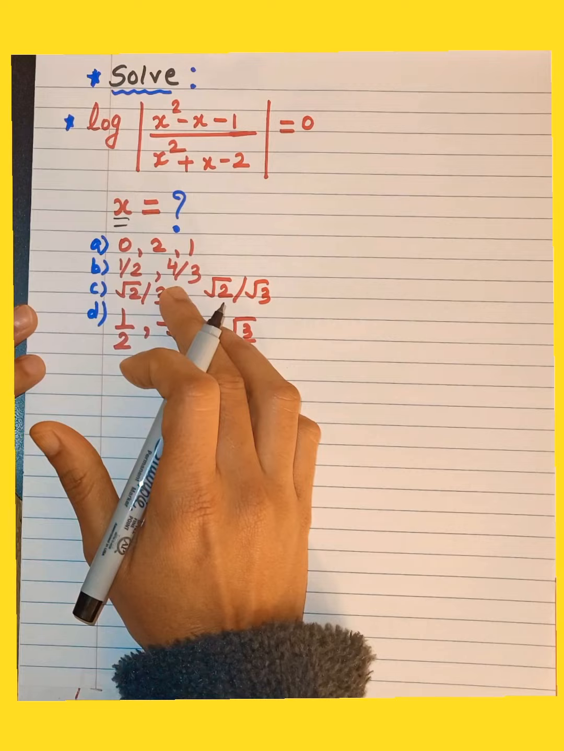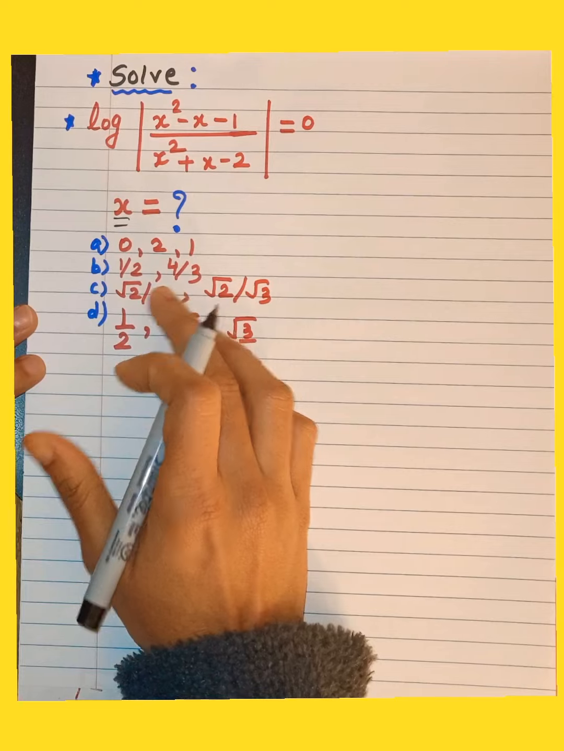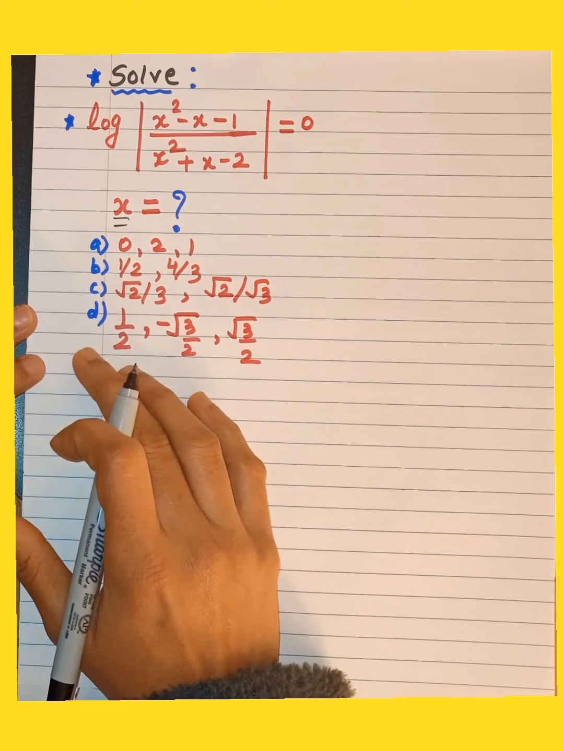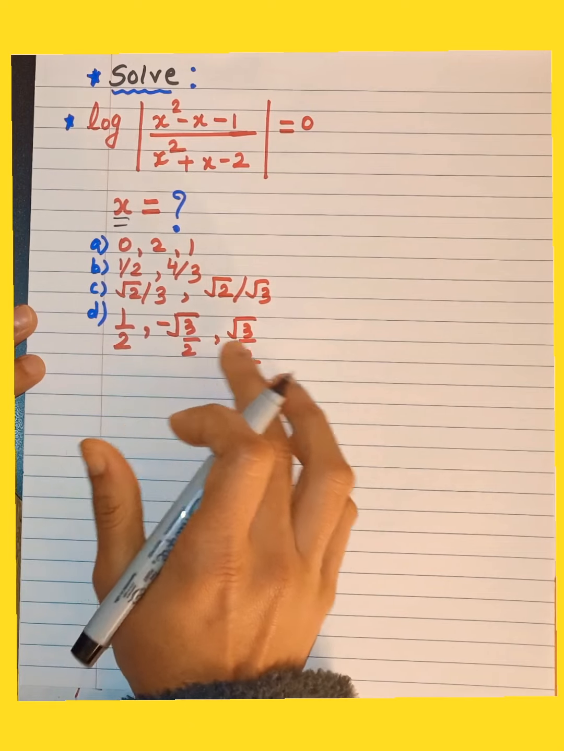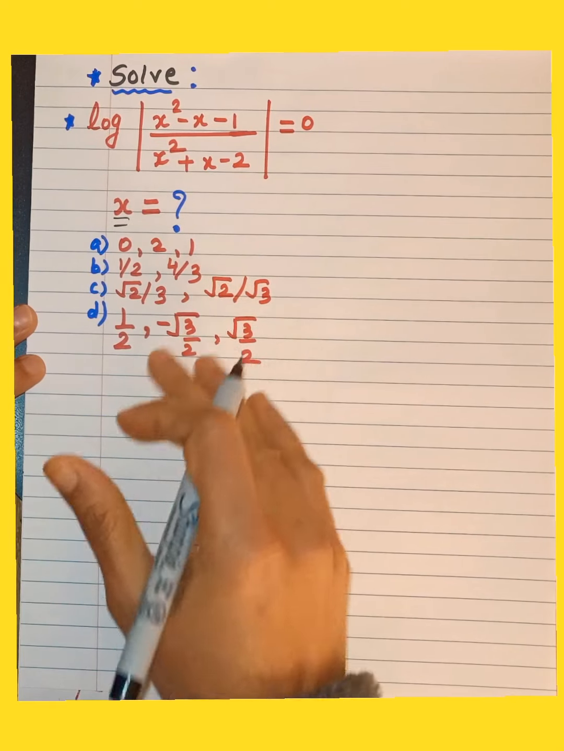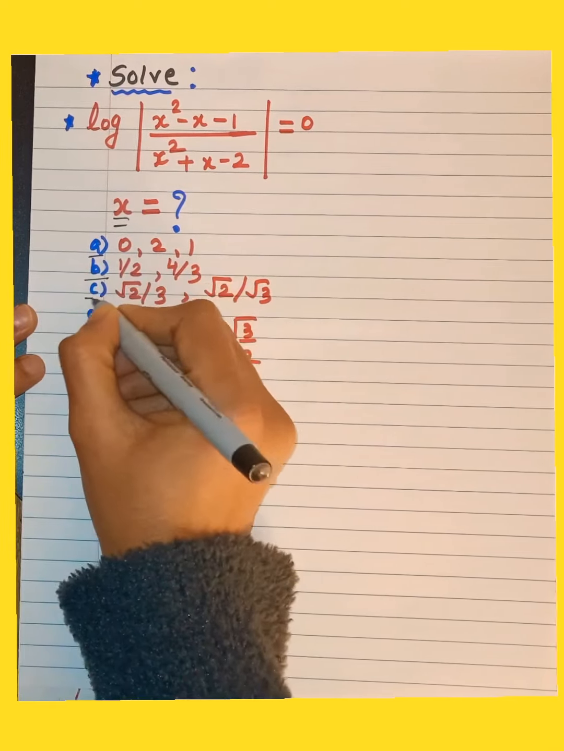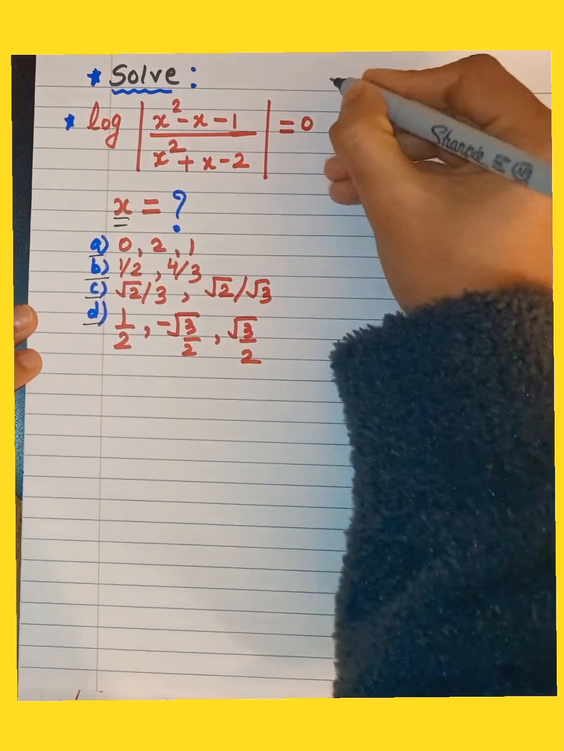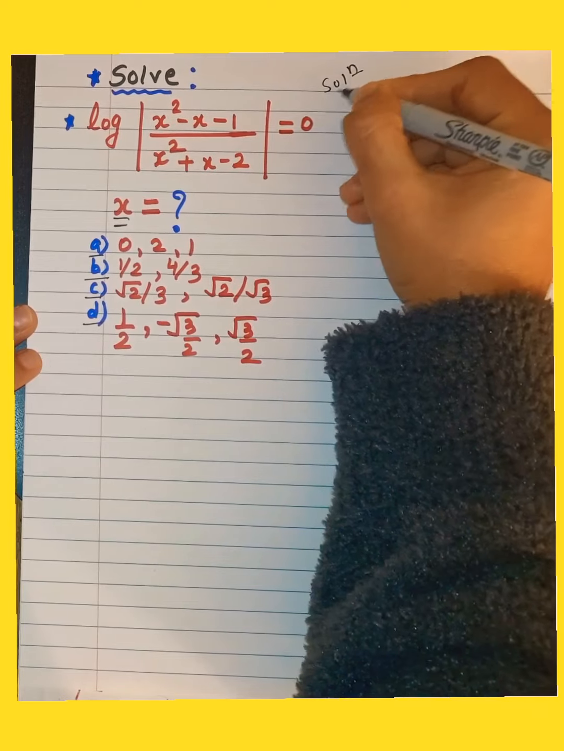The options which are given to us are 0 to 1, next is 1/2 and 4/3, next is root 2 upon 3 and root 2 upon root 3, and the last option is 1/2 minus root 3 by 2 and positive root 3 by 2. So these are the four options given to us. Now let's see how we will solve this type of question, moving ahead with the solution part.